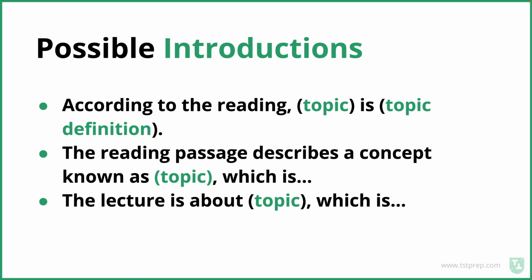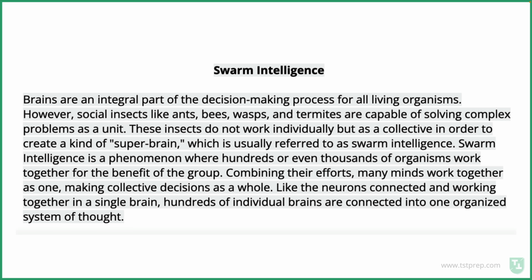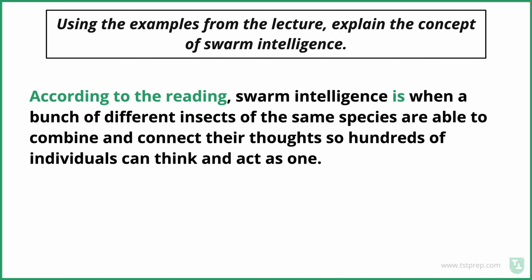According to the reading, swarm intelligence is, and you define it. The reading passage describes a concept known as swarm intelligence. The lecture is about swarm intelligence, which is, okay. So this is the topic, this is the reading passage, and this is my first sentence. According to the reading, swarm intelligence is when a bunch of different insects of the same species are able to combine and connect their thoughts so hundreds of individuals can think and act as one.